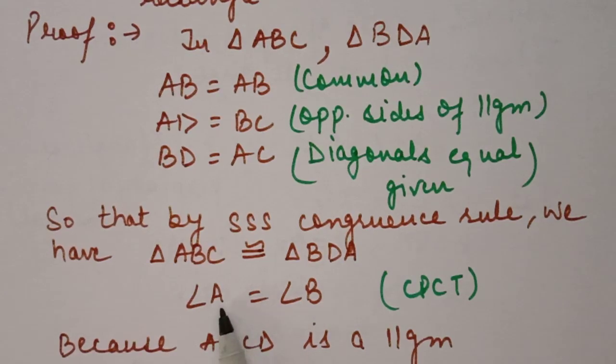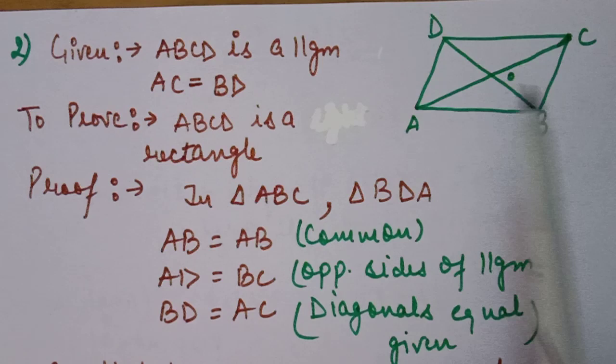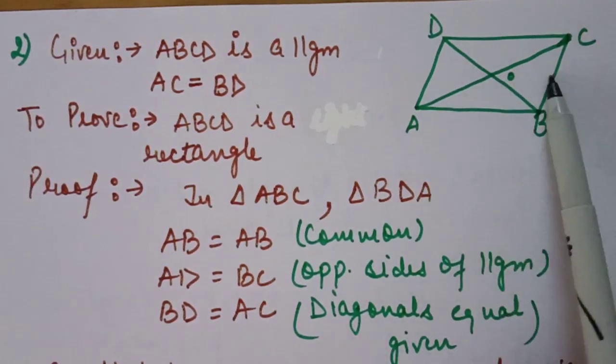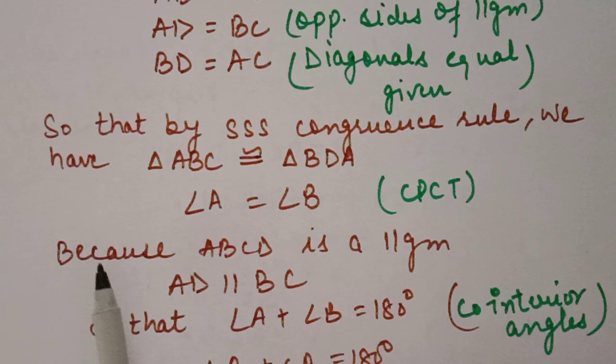By CPCT, can I take angle A and angle B as equal to each other? Angle A is present in triangle BDA and angle B is present in triangle ABC. So they are equal to each other. Because ABCD is a parallelogram, AD is parallel to BC. We know it very well: opposite sides are equal and parallel.